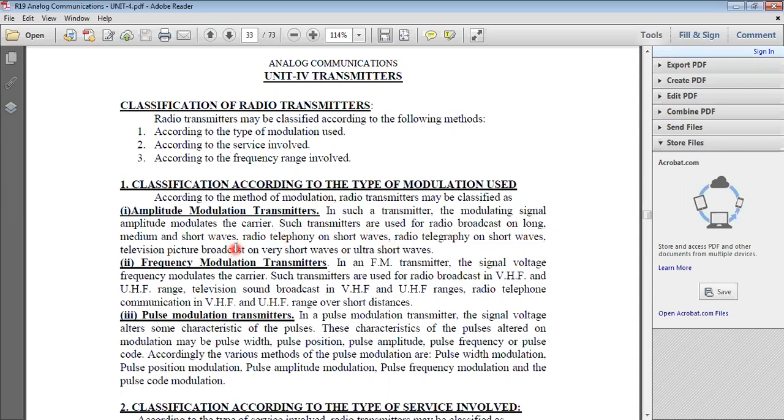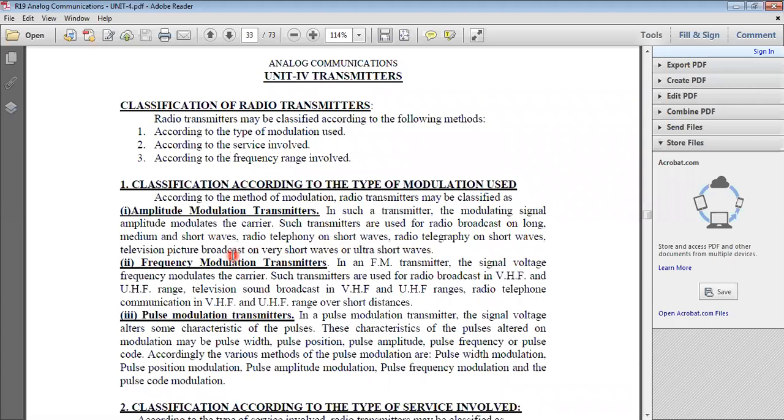These transmitters are mainly used to broadcast long, medium and short waves, and radio telephony on short waves, radio telegraphy on short waves, television picture broadcast on very short waves, or ultra short waves. So these are the applications of these transmitters, where they are generally used: long wave communication, medium wave communication, short wave communication, radio telephony on short wave, radio telegraphy on short wave, and television picture broadcast.